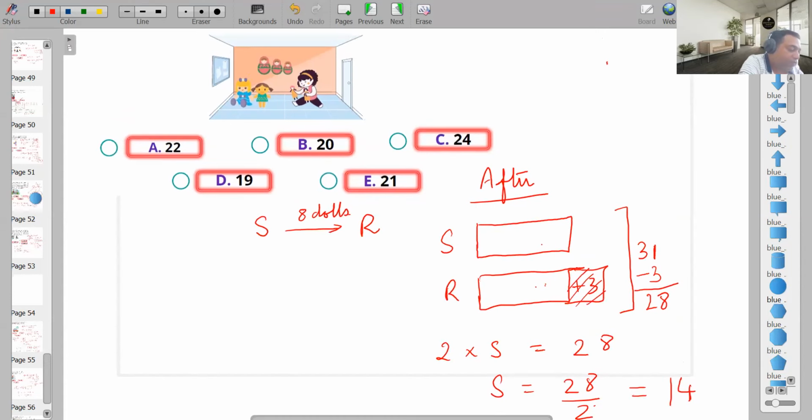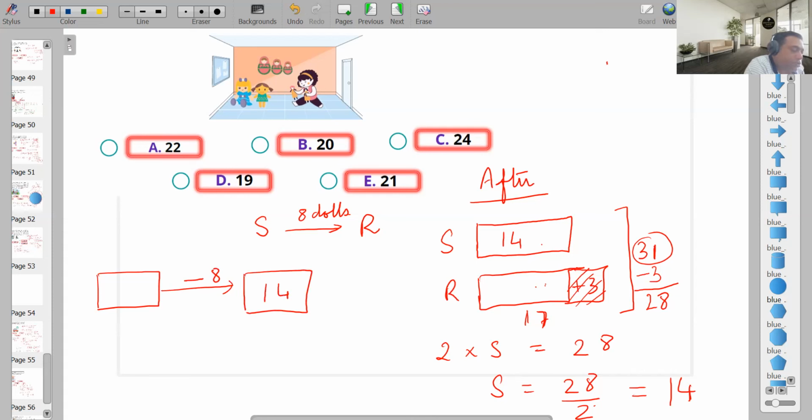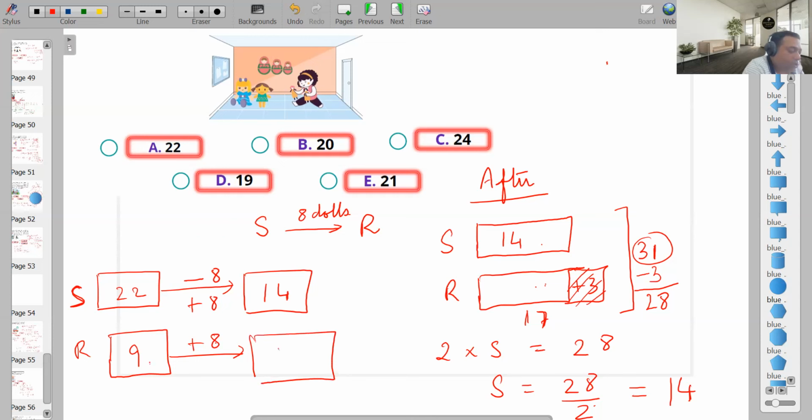Okay, so we can check this also. If Sarika has 14 dolls, Ritu will have 14 plus 3, 17 dolls. So 14 plus 17 is 31. Now let's look at Sarika. Sarika had initially some dolls. She gave 8 dolls to Ritu, and now she has 14 dolls only. Therefore, before she gave the dolls, if we undo the subtraction by adding the 8 back, 14 plus 8 is 22 dolls. So Sarika had 22 dolls. And Ritu would have had in the beginning 31 minus 22, 9 dolls. So if Ritu gets 8 dolls, 9 plus 8, Ritu will reach 17, which is 3 more.